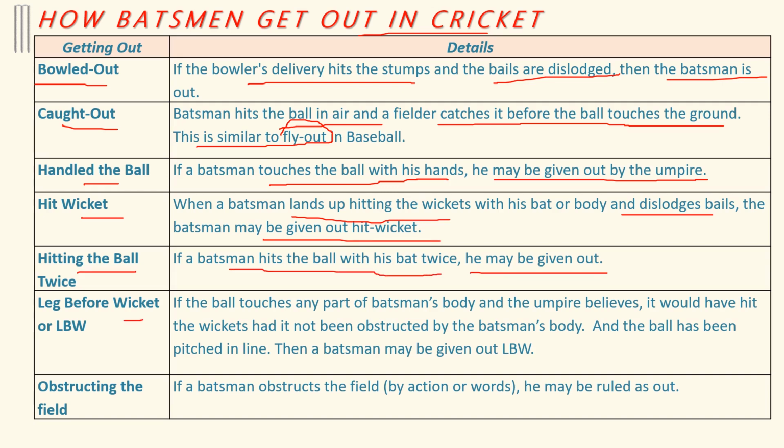Leg before wicket or LBW. We shall talk about this out just on the next screen, so we'll wait here for a minute. Next is obstructing the field. If a batsman obstructs the field by action or words, he may be ruled as out.